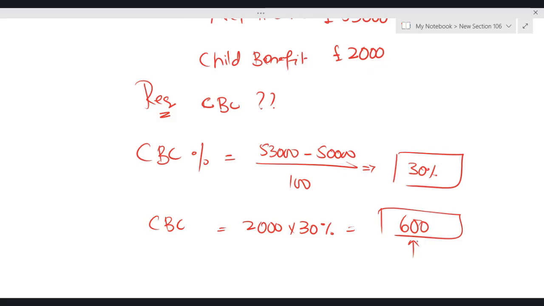So if a couple have received the child benefit, if any one of them is having adjusted net income more than 50,000 but obviously less than 60,000, CBC will arise. If adjusted net income exceeds 60,000, then the entire child benefit will become the child benefit charge. And what CBC does, it increases income tax liability.